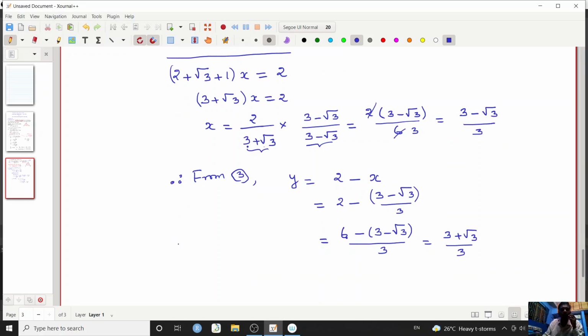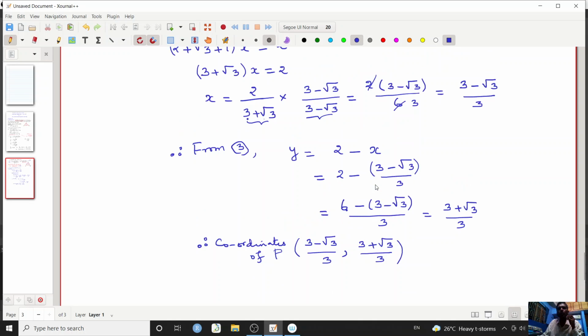Therefore, we have found the coordinates of P. The x coordinate is (3 - root 3)/3, and the y coordinate is (3 + root 3)/3. So these are the coordinates of P. Likewise, we have to find the coordinates of Q.